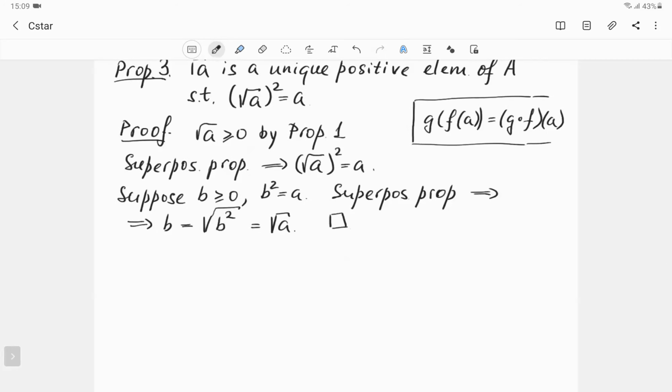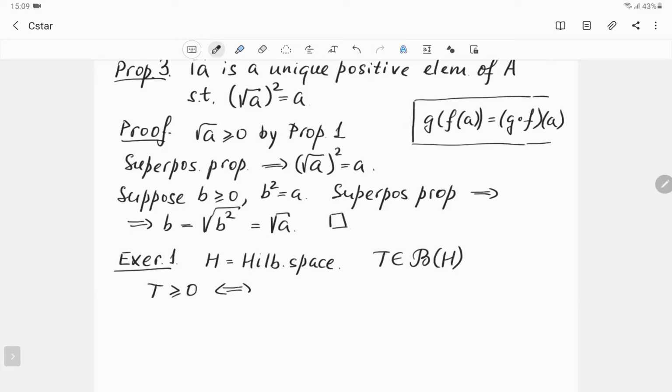Here are two simple but useful applications, or two simple exercises. Exercise 1 is a useful characterization of positive operators on a Hilbert space. So suppose that H is a Hilbert space, and we consider the algebra of bounded linear operators on H. So if T is a bounded linear operator on H, then T is positive as an element of our C-star algebra B of H if and only if the respective quadratic form is non-negative everywhere.